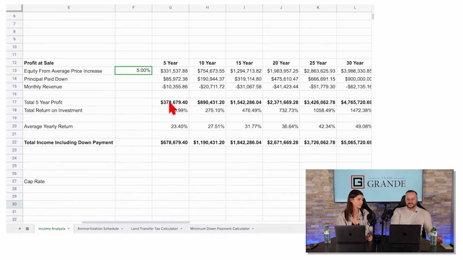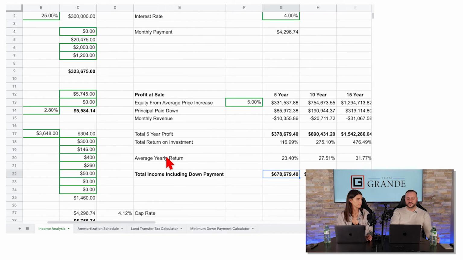So, it's costing you $172, but let's look over and see. You're still making $378,000 because your property's still going up in value. Your principal is still getting paid down by somebody else. You're out of pocket $10K over 5 years. It's a couple thousand a year. But look at that, you're still making a 23% return. When you go to cash out, you're still making $678,000 on an initial investment of $323,000. That's crazy though.